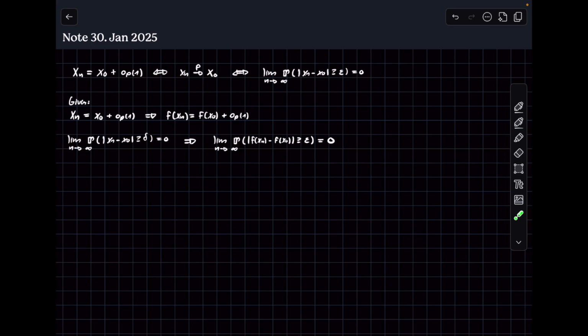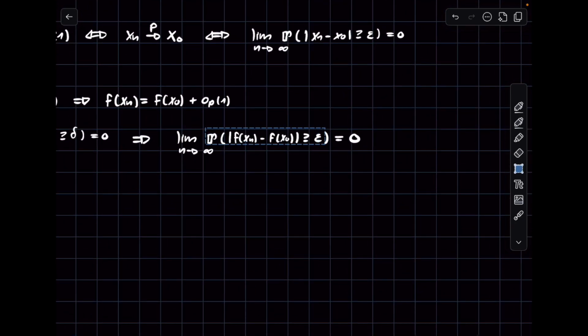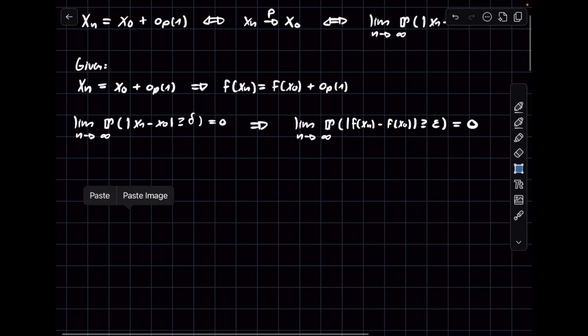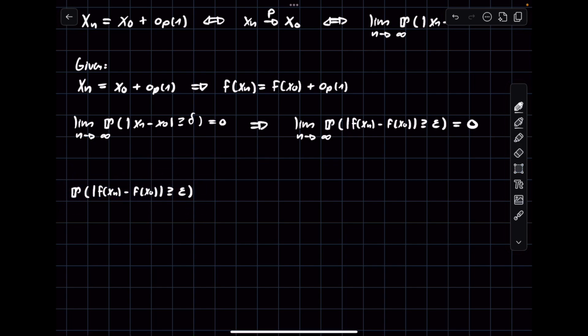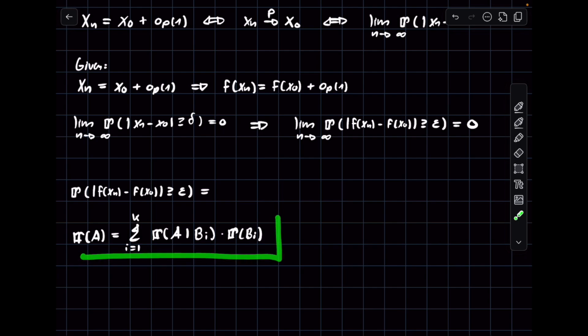And so we can focus on this little guy here. What does this equal to? Let's copy this and paste it over here. So what does this equal to? Well, if we remember the law of total probability, this would be equal to the sum from i equals 1 to k of P(A given B_i) times P(B_i). This is the law of total probability we would normally use.